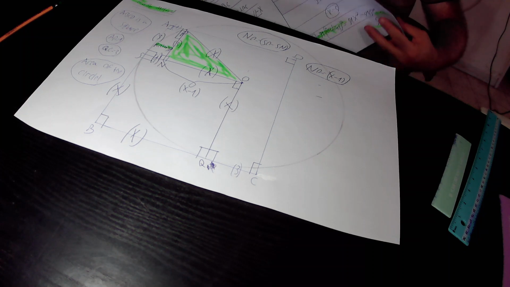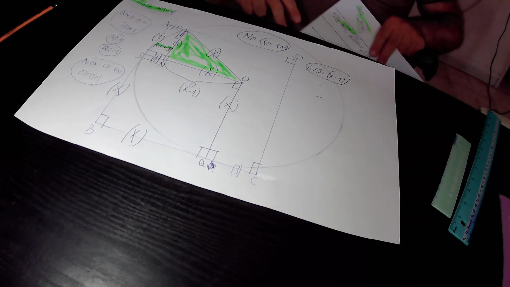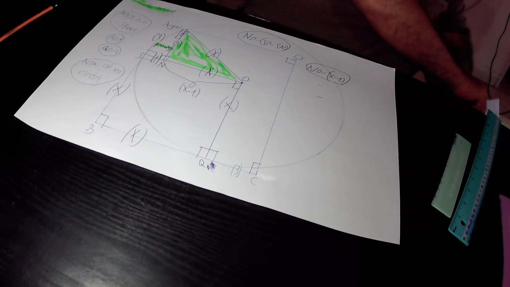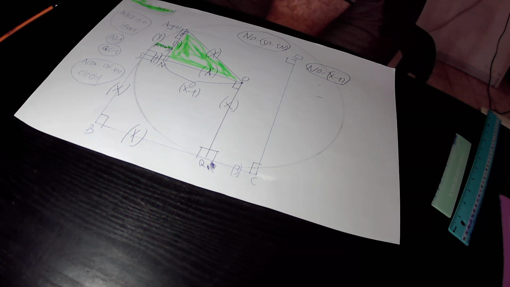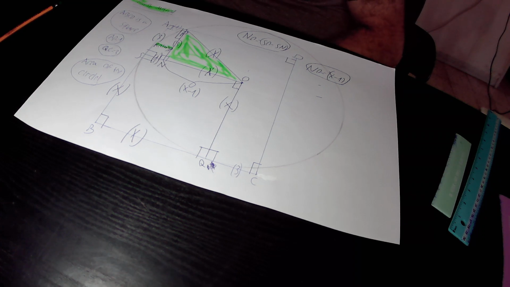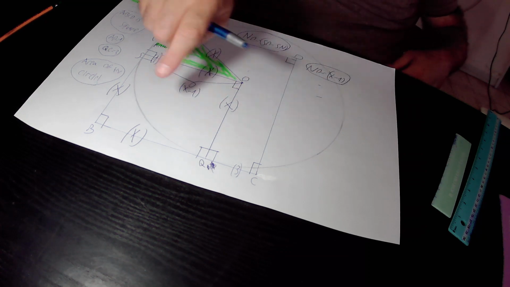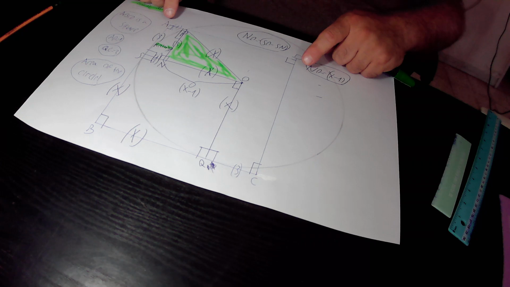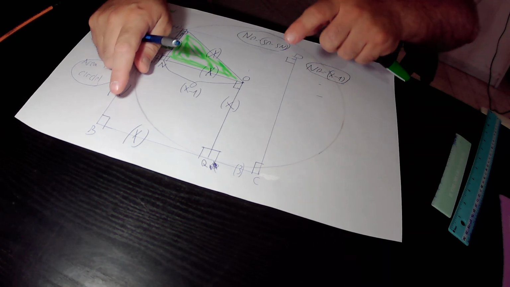So first of all, we know that all the sides of this square ABCD are right angles. All the angles inside this square ABCD are right angles. So those four angles, they are all right angles.